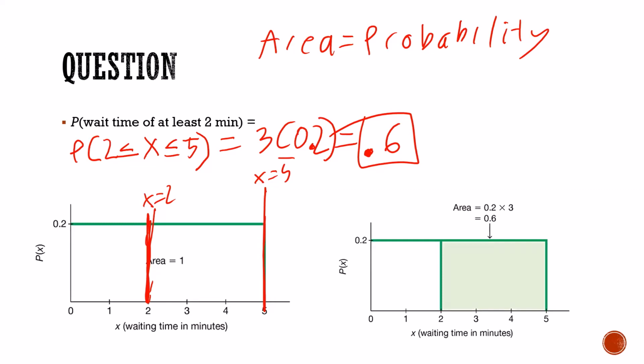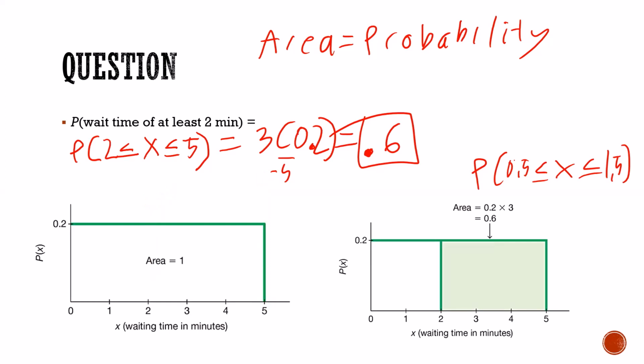So do we kind of get the main thing you want to get out of this uniform distribution, that we are trying to find area, and that corresponds to the probability? So for example, if I wanted to find the probability that I wait between half a minute to 1 minute, that would correspond to roughly this area right here. That would have a width of 1 and a height of 0.2, so that would equal 0.2 or 20%.